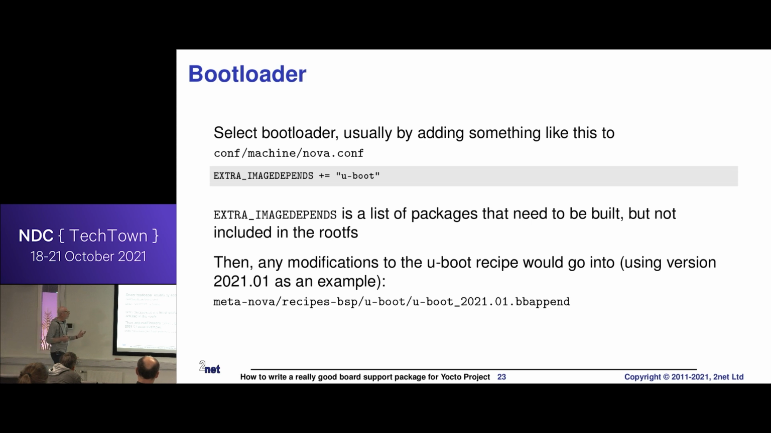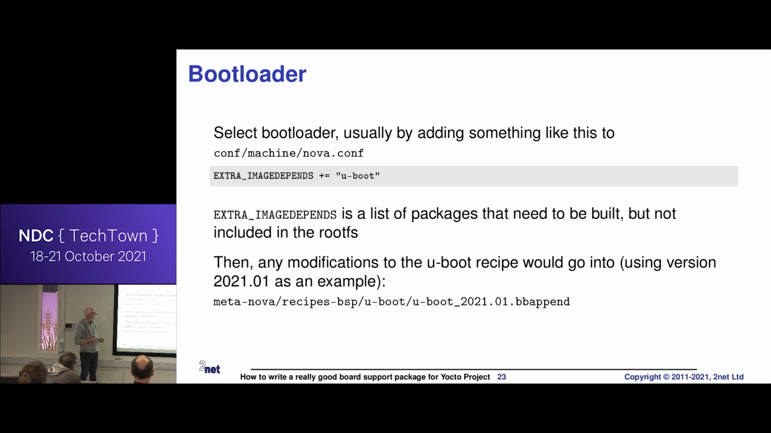Then we start populating the nova.conf file. Probably one of the places I want to start is the bootloader. How do I boot my board? Most likely I'm using U-Boot. So I put EXTRA_IMAGEDEPENDS += "u-boot".